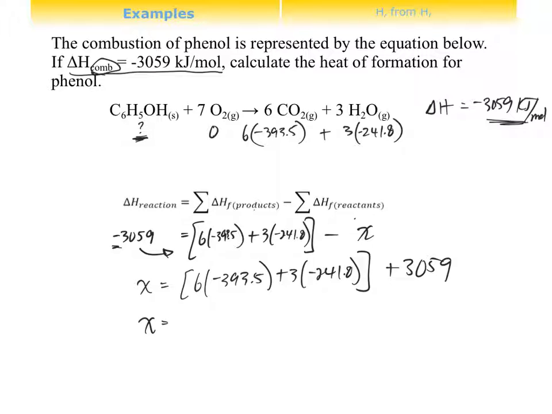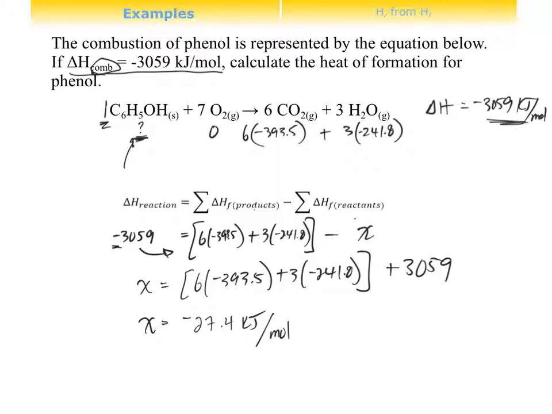Okay, now I plug it in my calculator. Okay, so I need to go bracket 6 times negative 393.5 plus 3 times negative 241.8 bracket plus 3059, go. So x is equal to negative 27.4 kilojoules. So that will be what this one is. Since there's only 1 mole there, it'd be kilojoules per mole. If that was a different number, I might have to change that.